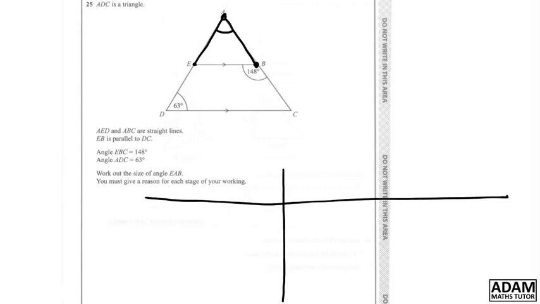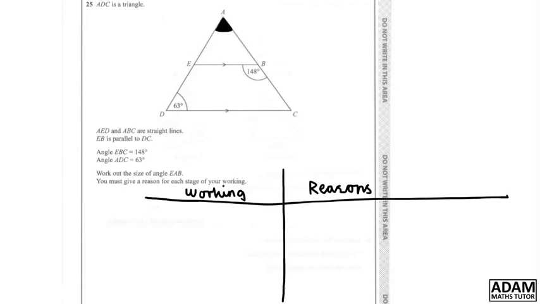Question 25. ADC is a triangle. Work out the size of angle EAB, which is this angle in between. You must give reasons for each stage of your working. Whenever you're asked to give reasons, always split the space that you have underneath into a table like this. On the left hand side, write down your working, and on the right side, reasons. This encourages you to put down a reason for every single bit of working that you have, which you'll need to do to get all of the marks.